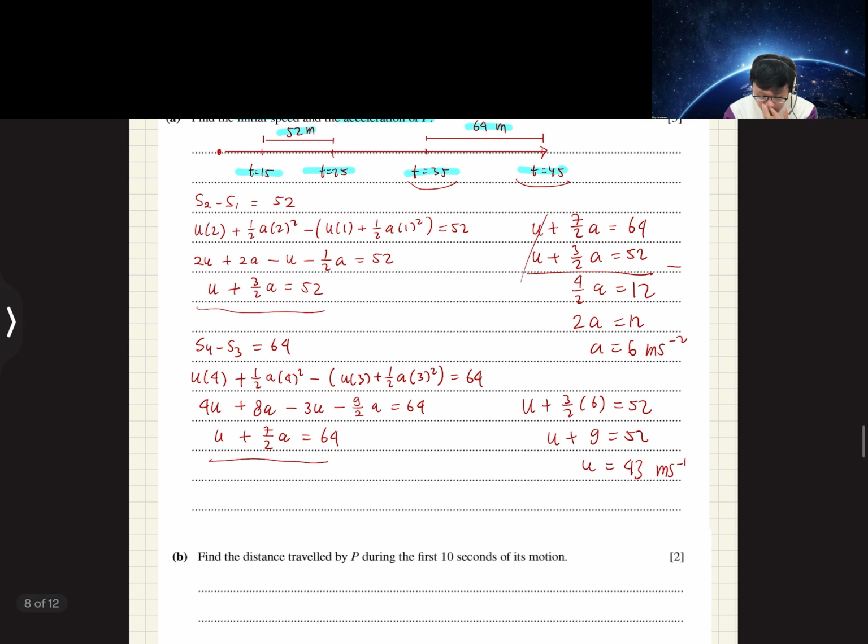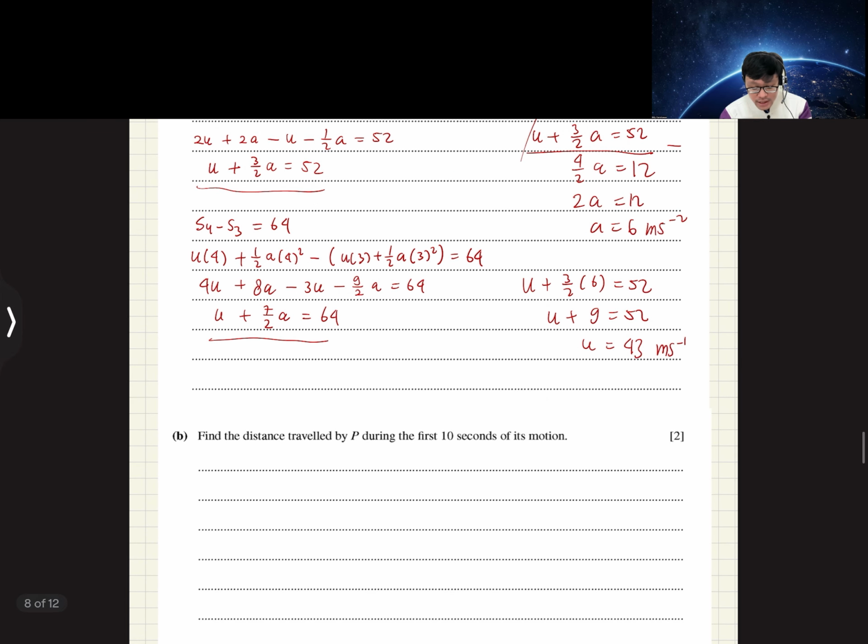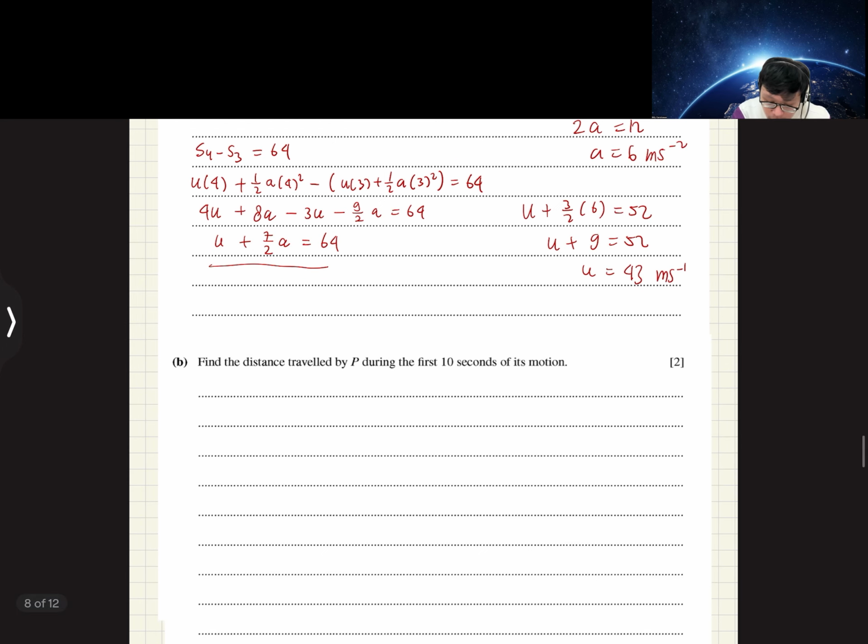Now, the next question is the distance traveled by P during the first 10 seconds of its motion. So what do we have here? The information: we have u, 43 from the previous question. We have a, 6 meters per second squared. We have time, 10 seconds. And we want to find the distance, s.